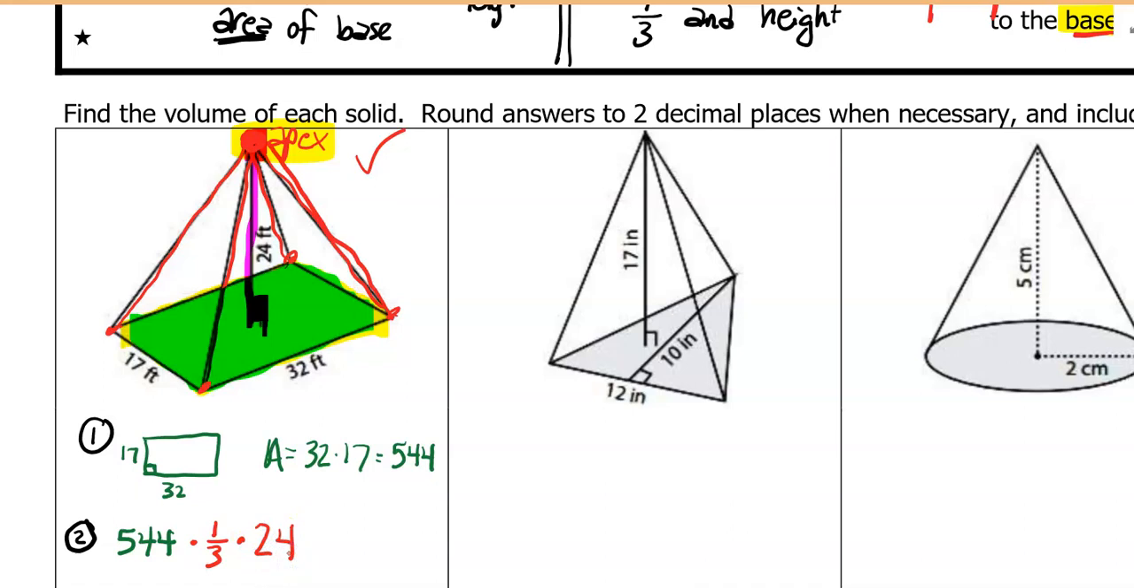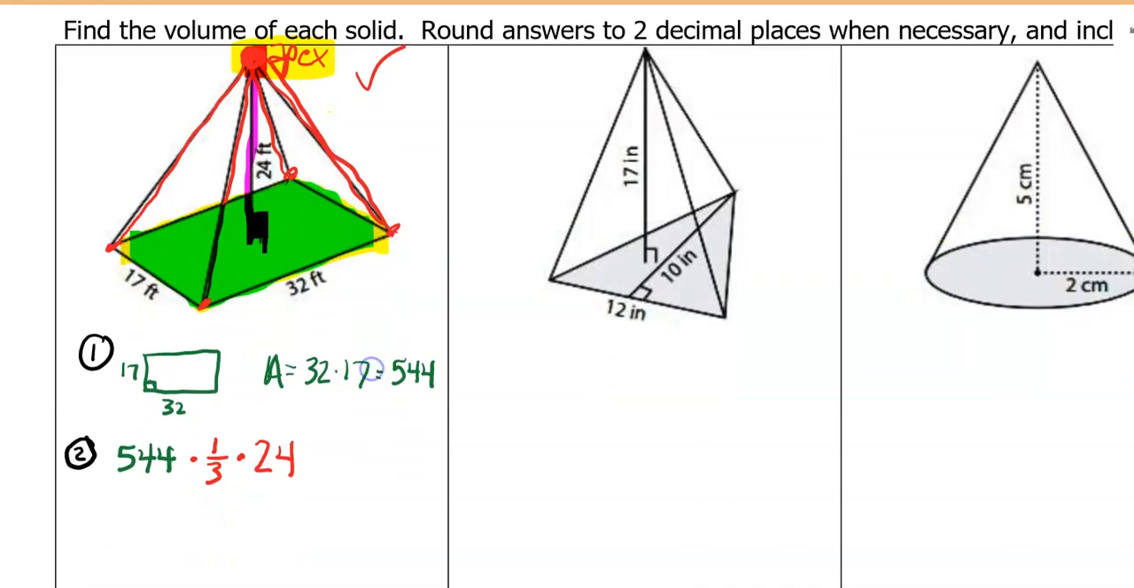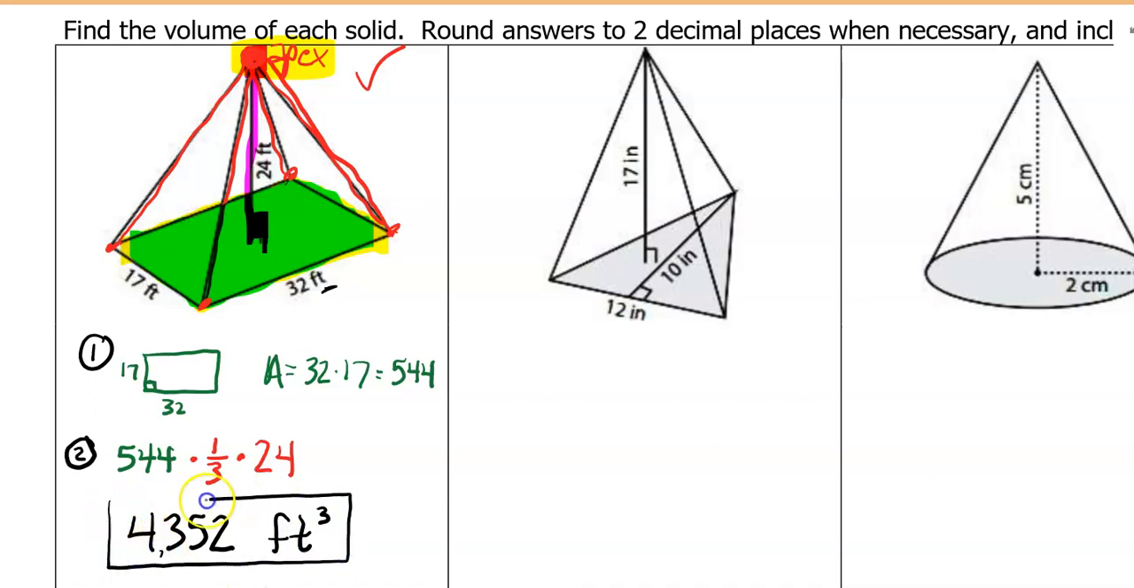So 544 times 1/3 times 24 gives me 4,352. And everything up here was measured in feet, but since I'm measuring volume, it's going to be in cubic feet because it's a 3-dimensional measure. So 4,352 cubic feet. Really, the only difference with this versus what we did with prisms is simply that 1/3. Everything else stays the same.